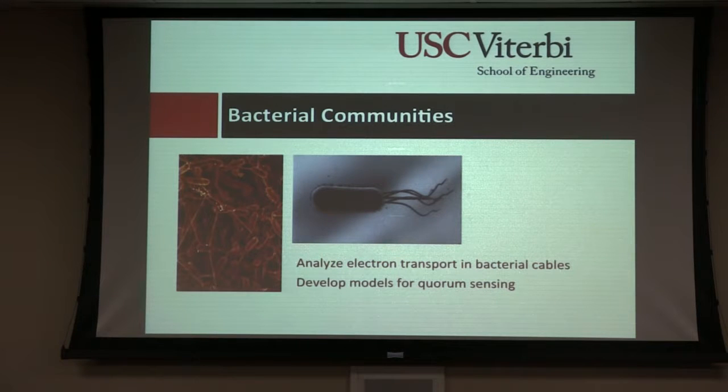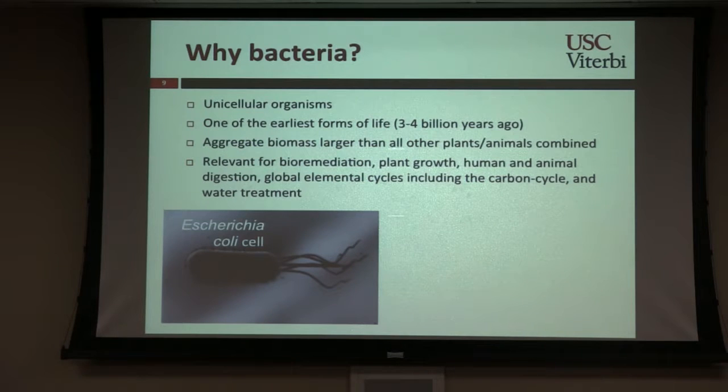So the two problems I want to look at on the surface are going to seem very different, which is analyzing electron transport in bacterial cables, which are actually filaments, actual multi-hop networks. And on the other side, look at models for quorum sensing. And I'll explain both of these motivations and why we care. Okay, so why bacteria? Why should we care about this?